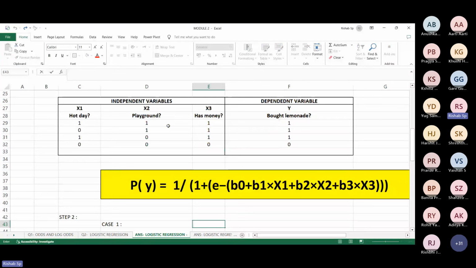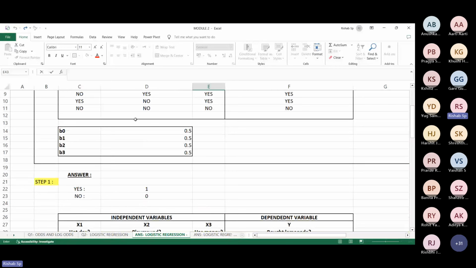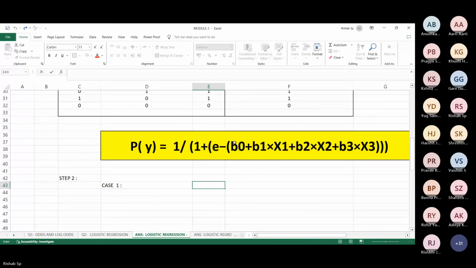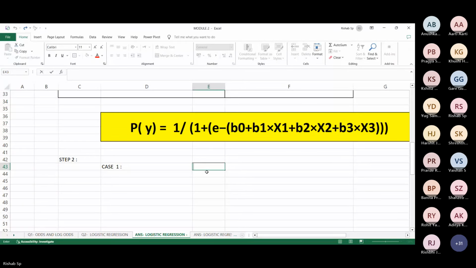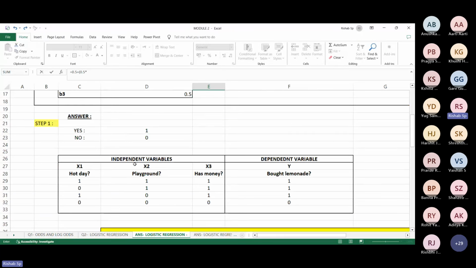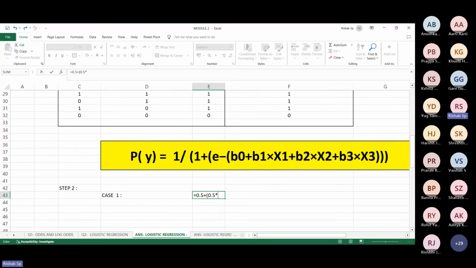B0 is already given in the question: 0.5, 0.5, 0.5, all are 0.5. So I'll do 0.5 plus beta 1 into x1. Beta 1 is 0.5 itself into x1. We know in the first case all variables are 1 itself. So it's easy: 1 plus beta 2, which is 0.5, into 1 itself, plus beta 3 into 1 itself.